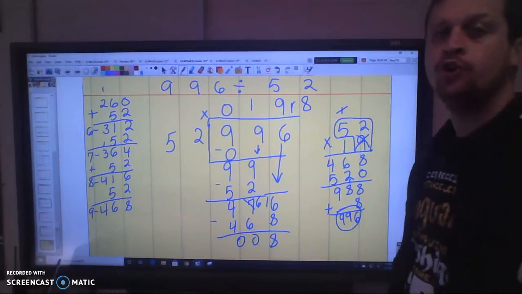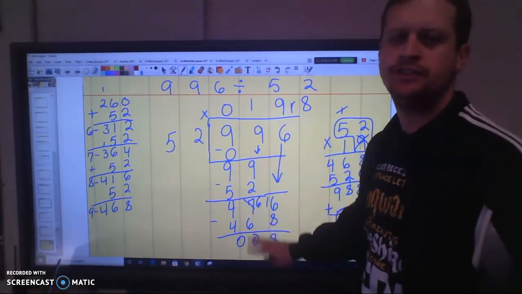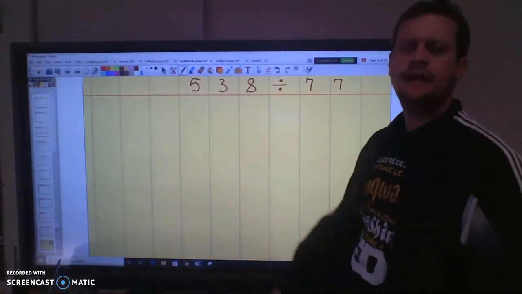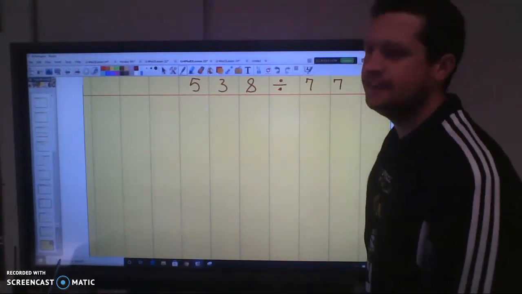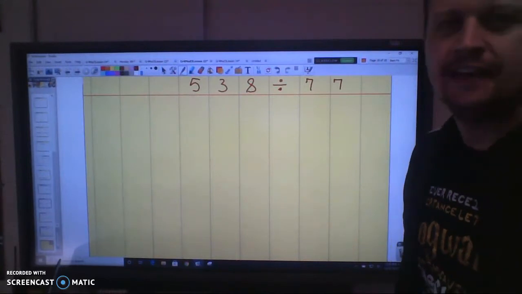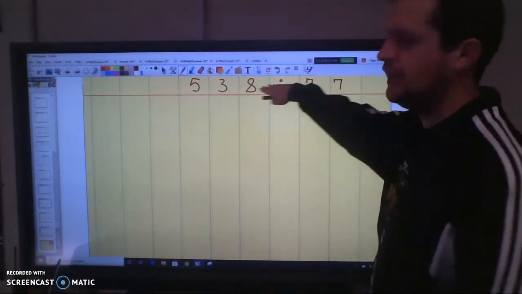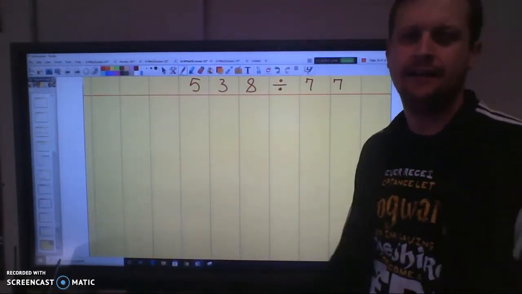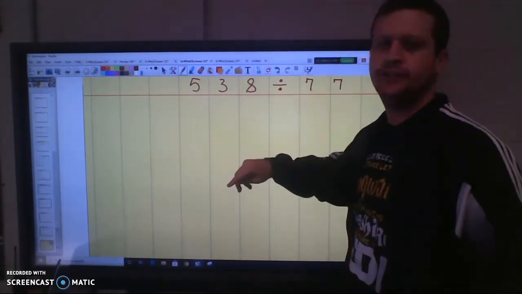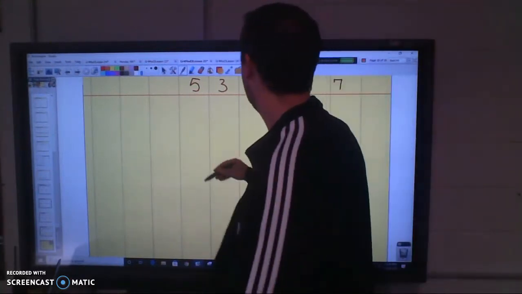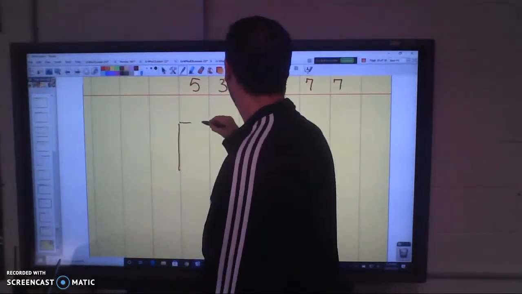All right, we're going to do another one. Same strategy. Here is my next problem that I'm going to set up. So we have 538 divided by 77. Again, I have it set up going horizontally, so that way we can practice setting it up vertically. Remember, dividend, divisor. Dividend goes in the house. So my house is here.